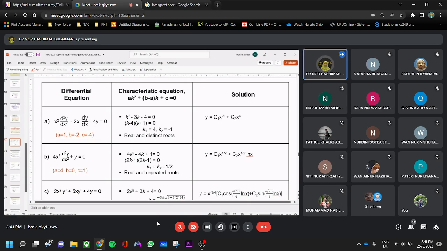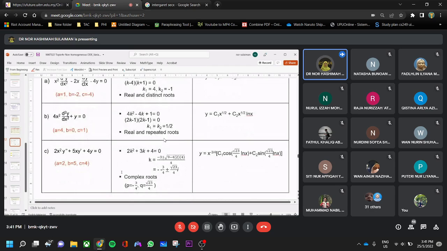Faktorkan. Dan K1, K2 nak ada repeated. Dapatlah 1/2. Nanti bila dapat nota ni boleh tengok balik semula. So we have real and repeated root. So in that case the solution would be C1 x to the power of half plus C2 x to the power of half. But this time around the second term is being multiplied with log x. Okay. So this one is meant for the differential equation whereby the roots to the characteristic equation are real and repeated.